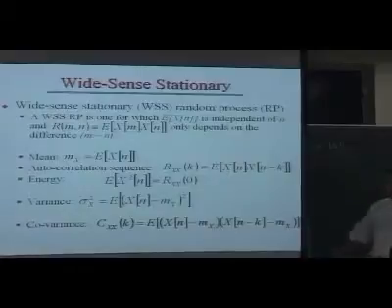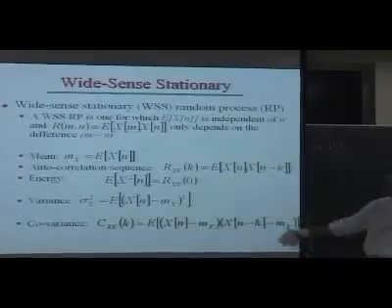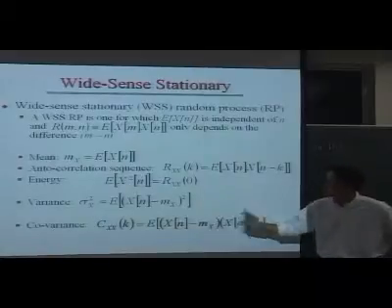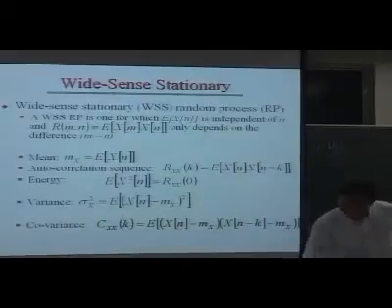And then you can come up with various other properties. For example, expectation of x squared or the variance of this random process, so on and so forth.